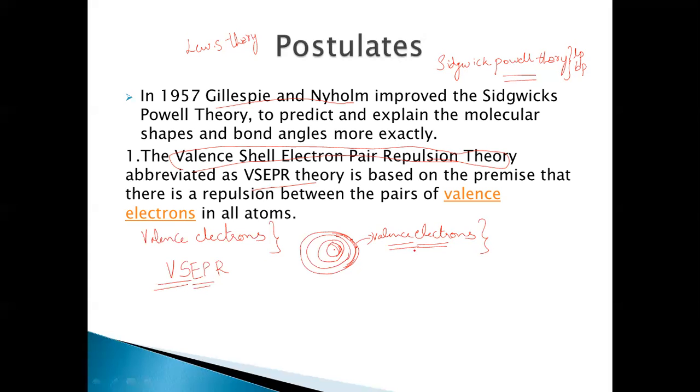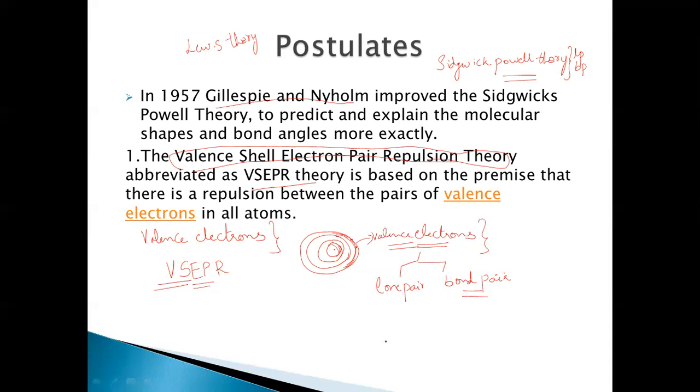When we come to the valence electrons, the electrons present in the outermost shell, these can be lone pairs or bond pairs. So these electrons can be lone pairs of electrons or bond pairs of electrons. What do we mean by lone pairs and bond pairs? I've already dealt with this in my previous video on the Sidgwick-Powell theory. But once again, for your review, if you've not seen that video, I'll tell you.